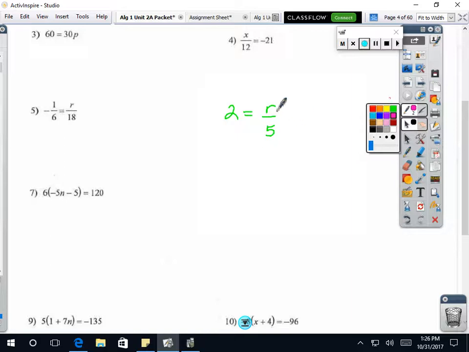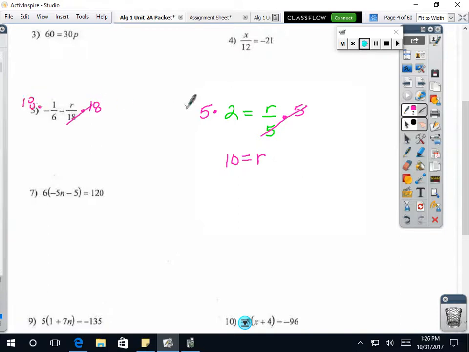Correct. Currently, r is being divided by 5, so you're just going to multiply by 5 to cancel it, and whatever you do to one side, you do to the other, and that gives you r equals 10. So if that's so easy for you, why can you not do this one? Because look, you're still going to do the same process. R divided by 18, so multiply by 18 on both sides to cancel it. And now you just have, instead of 2 whole numbers, you're just multiplying a whole number by a fraction.